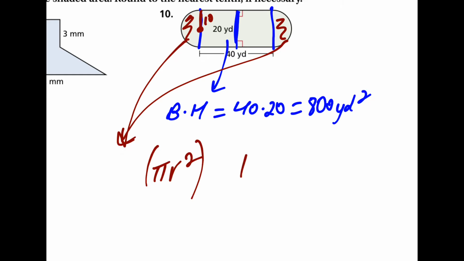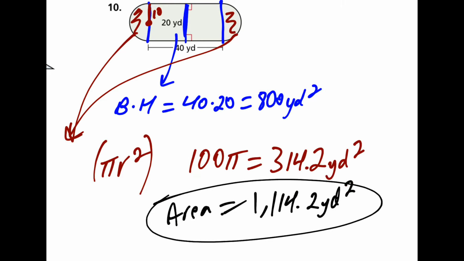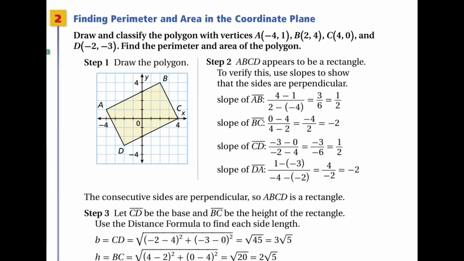So here, we're going to be talking about 100 pi, which becomes 314.2, as we're rounding to the nearest tenth, yards squared. If I add together, I get a total area of 1,114.2 yards squared. Here's an example for 9.4, finding perimeter and area when we're given coordinates.